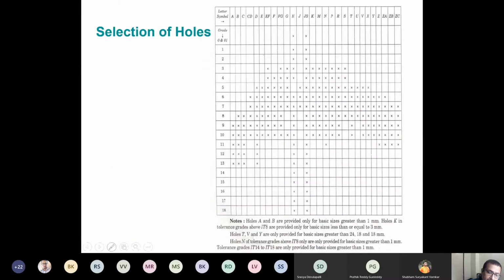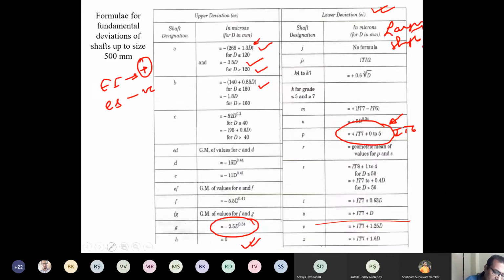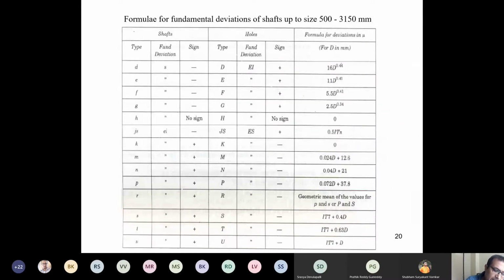Okay. And then, that was for up to 500. All this was up to 500 millimeters. If your shaft is more than 500 millimeters, then you have these formulae. These go from 500 millimeters to 3 meters. So these are for large shafts, for large dimensions. For large shafts, you have to use this chart. Okay. All these are then the standards. I'll actually, if you want, I can give you the standards as well. Okay.